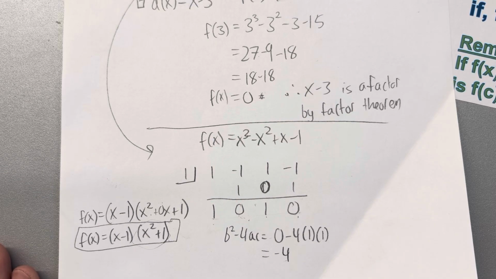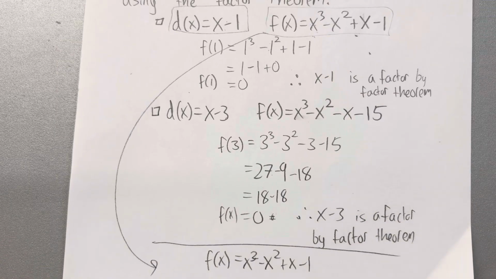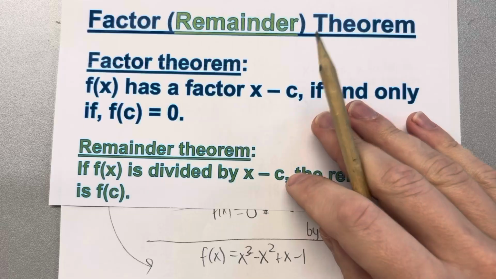If there was another 0, we could have divided this by another 0 and kept breaking it down. But for now, that's our answer. And we use the factor remainder theorem as part of our toolkit.